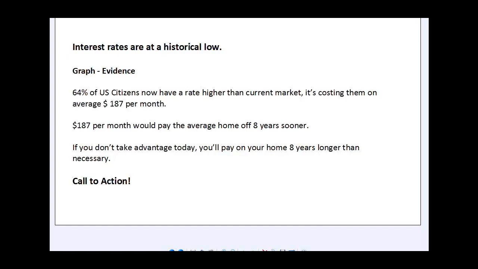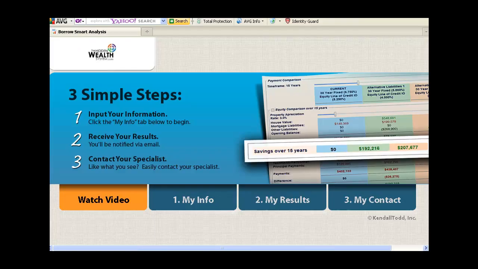Our process and recommendation is quite simple. If you would click on the link that is attached to this email, it will take you to this page, which is our proprietary Borrow Smart analysis software. If you click on the Watch Video tab, it will give you a short tutorial and instructions on how to get started and how to enter your information. And once that information has been entered, it will alert me, and then I can put together a very easy to understand analysis of the road you're on now versus possibly going down a different road.